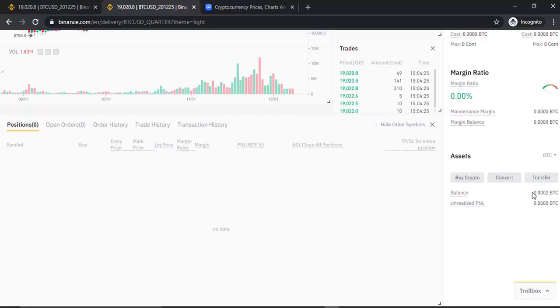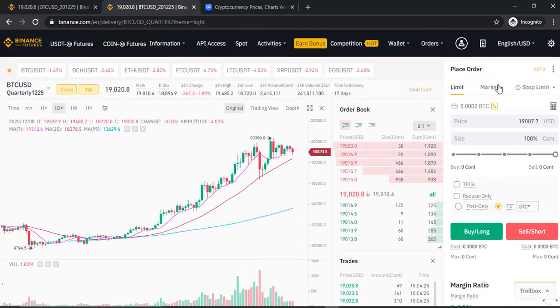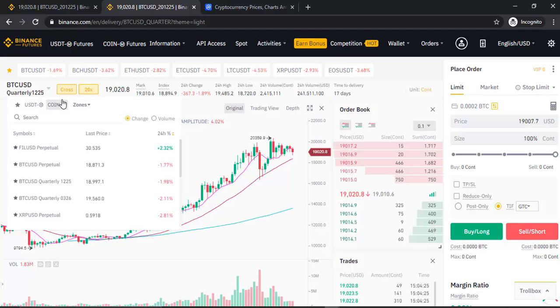This is actually for the purpose of the training. So this is a very small amount, but just for you to understand how this works. Before we explain here, let's first of all, okay, this is still on quarterly. Change it back to perpetual.